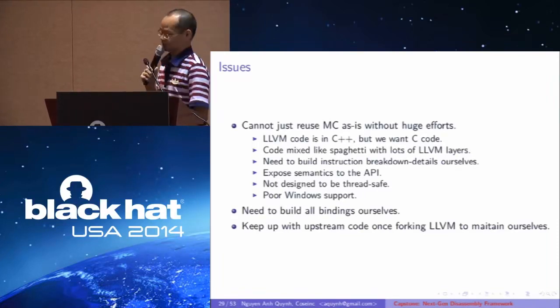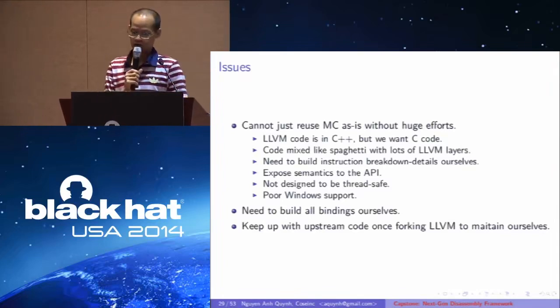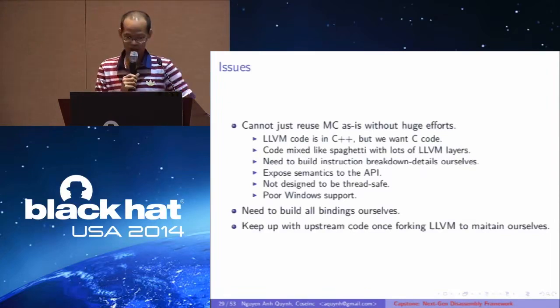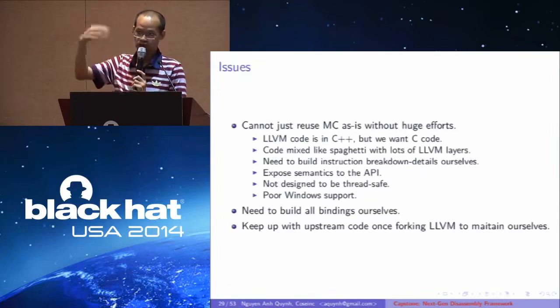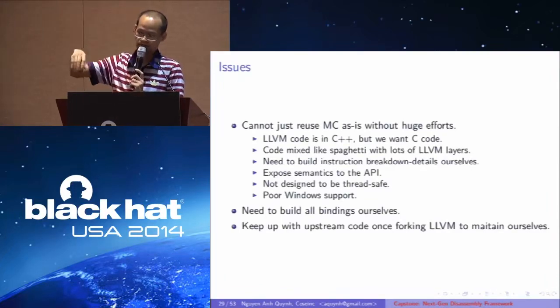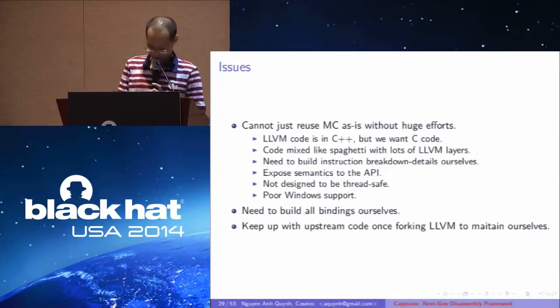Okay, after you can fix MC to work for Capstone, you still need to build the binding languages ourselves. And after that, once the upstream is updated, we need to keep up with the changes in the upstream. So first of all, if LLVM fixes something in the disassembler, I need to port it back. And that's also a big problem because we fork LLVM, so we need to keep updating ourselves.